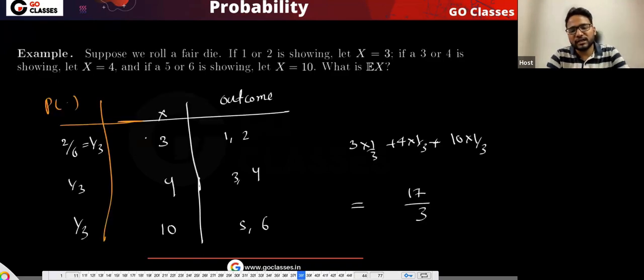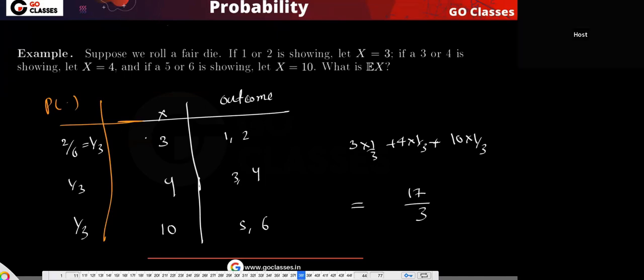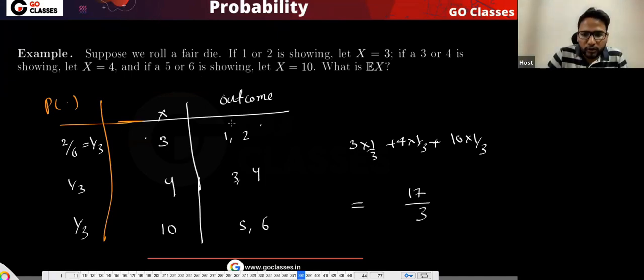So what you did basically, you need to collect all the outcomes. You first need to get that PMF. There is no other way. To get that PMF, you need to collect all the outcomes, whatever outcomes are there. Then only you can find the probabilities, and then you need to find the expectation. Okay.